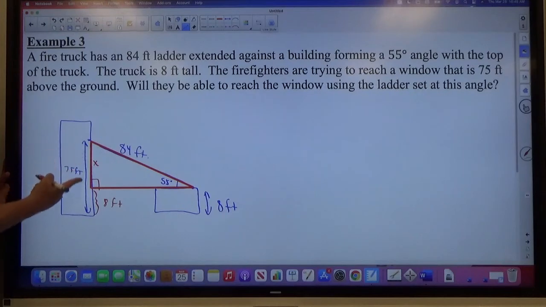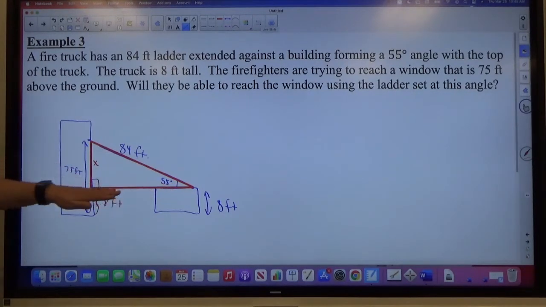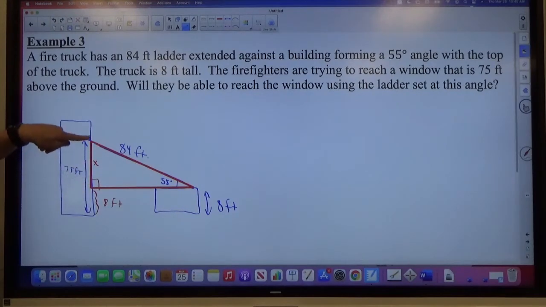So, looking at the picture, I need to make sure x here has to be at least 67 feet to add to the 8 feet to get up to the 75-foot window. Right? So, the truck's 8 feet off the ground, or the ladder's 8 feet off the ground. So, it's level with the spot 8 feet off the ground here. As long as this x value is at least 67 feet, we should be able to reach the people in the window and save the day.